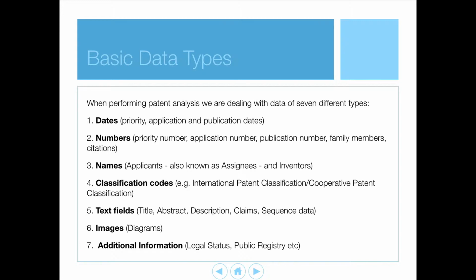We have classification codes such as the International Patent Classification and the Cooperative Patent Classification, which allow us to find documents in specific areas of the patent library system. Then we have free text fields, the title, the abstract, the description, the claims, and for example DNA sequence data. Then we have images, typically diagrams, and finally we have a set of additional information such as legal status information or information in public registries linked to patent databases.